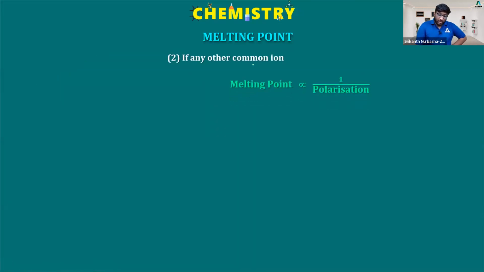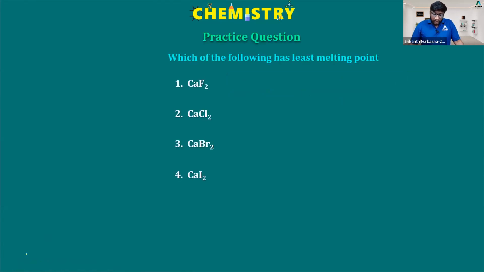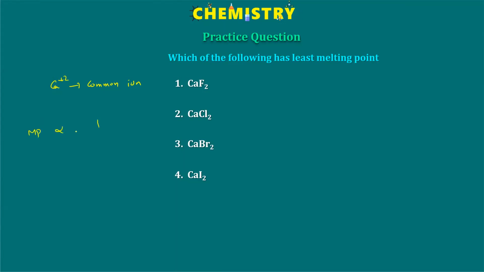Melting point: if any other common ion is there, except Na+, K+, Rb+, Cs+, or H-, F-, O2-, N3-, C4-, then melting point is inversely proportional to polarization. Try to compare this. Which of the following has the least melting point? What is the common ion? Ca2+ is the common ion. It is not Na+, K+, Rb+, Cs+, or H-, F-, O2-, N3-, C4-. Then how to compare melting point? Polarizing, size. Melting point is inversely proportional to polarization.